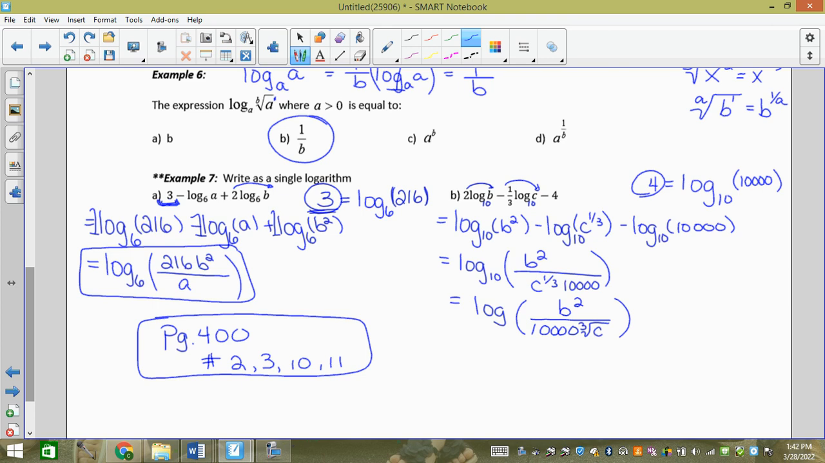And then number 8 is a take apart one. So 2, 3, 10, and 11, you're simplifying to one log. And then number 8, you're making logs. Okay?